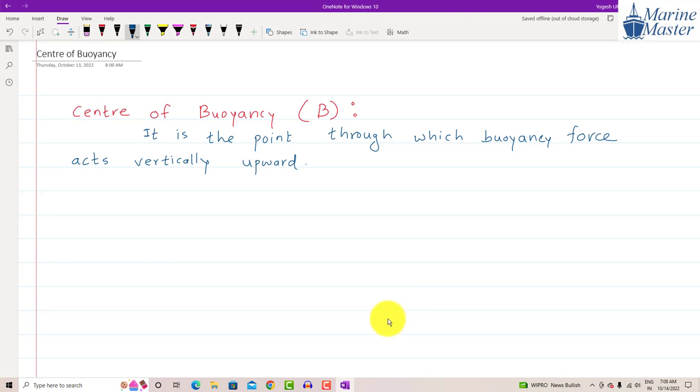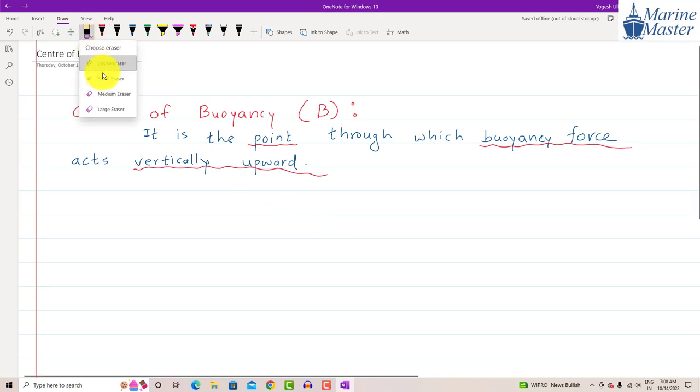Now try to see the scenario here. It is the point through which buoyancy force acts vertically upward. Through that point, which force is going to act? Buoyancy force, and it acts vertically upward. So always keep these things in your mind. This discussion of buoyancy force is also helpful in mechanics.